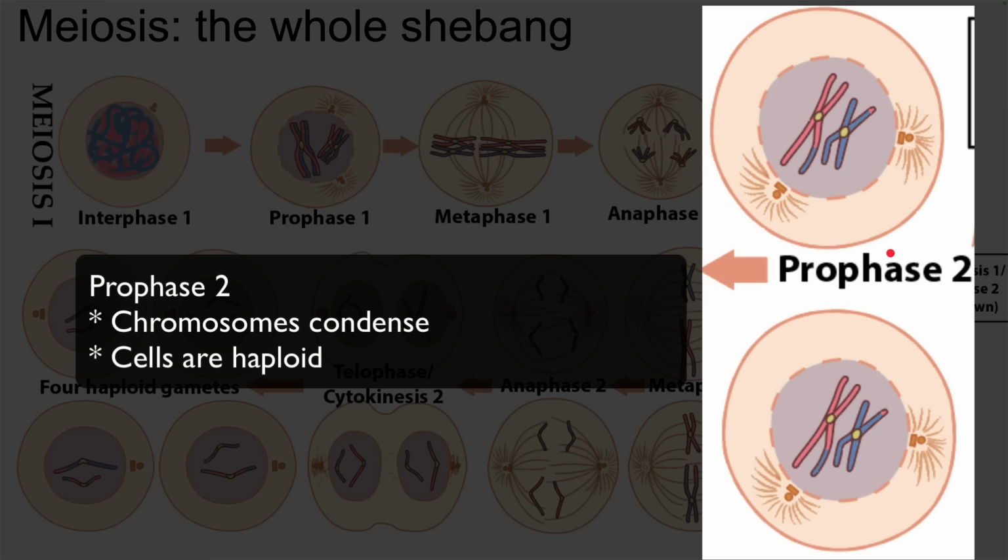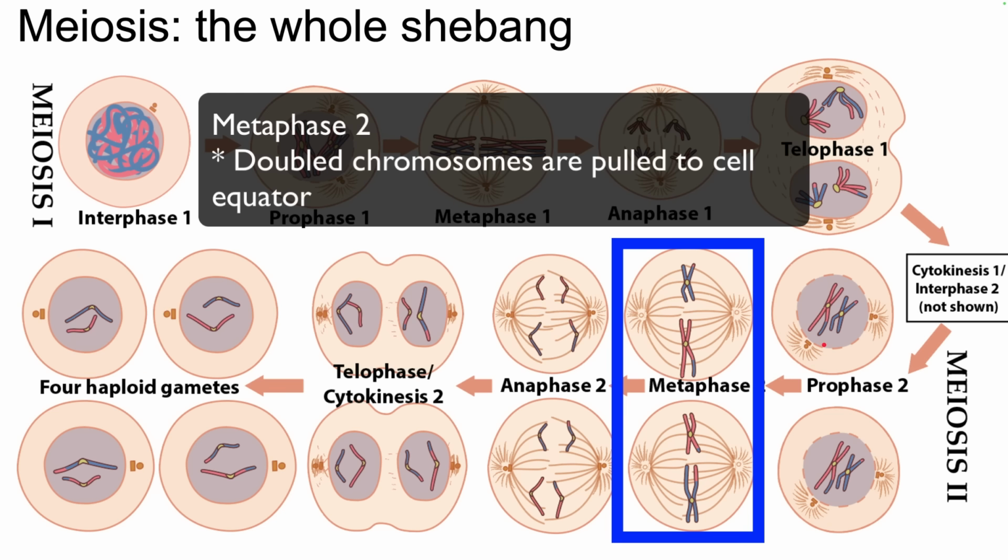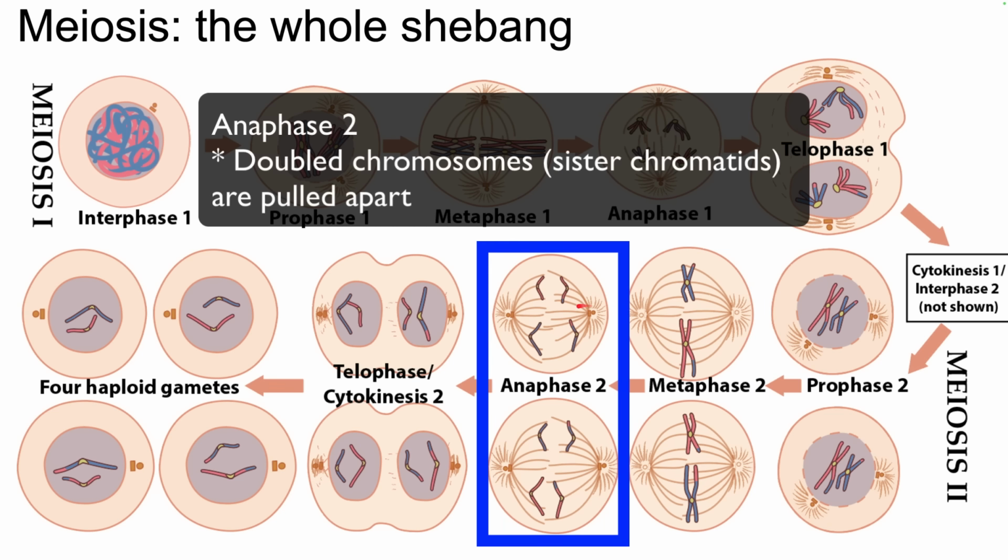That moves us to prophase 2, where the chromosomes once again condense. Note that whereas there were 4 chromosomes in prophase 1, there's only 2 in this cell in prophase 2. We've gone from diploid over here to haploid over here. That's one of the main transitions that occurs in meiosis 1. During meiosis 2, during metaphase, the doubled chromosomes get pulled to the cell equator and then they get pulled apart during anaphase 2.